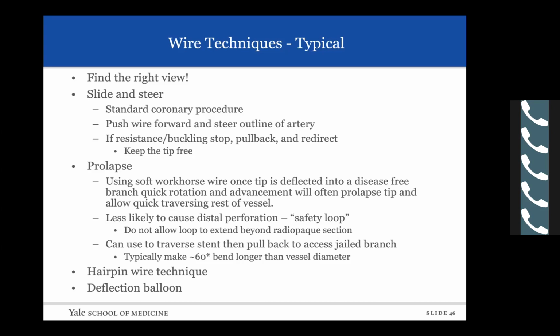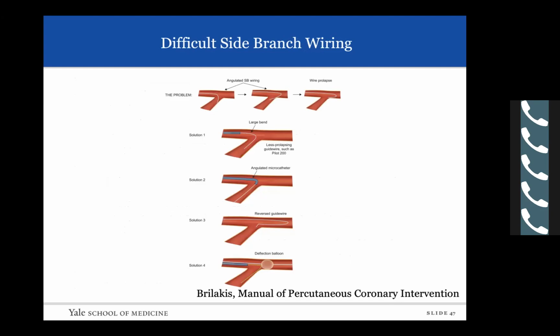And then there's two other things that are useful in specialty areas: hairpin wire and a deflection balloon, which I'll show here. So this is one of the difficulties. We had talked about tip design and core design. You want to wire a retroflex circumflex, but every time you do it, the wire goes forward and prolapses. So you should choose a more gradual tip, and a softer, more conforming core. The example that they've chosen here is a Pilot 200, but any of the Pilot series, Whisper series, would be very helpful for this to make it around.